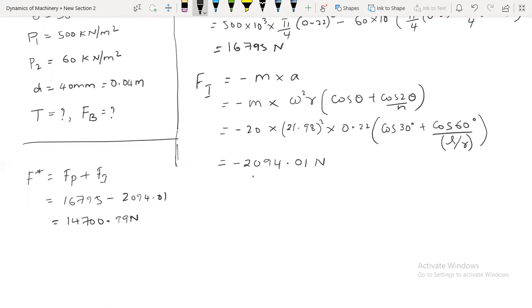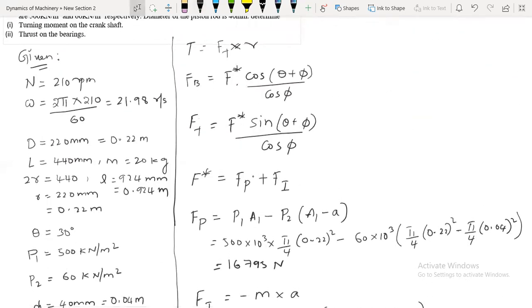Now once you have the piston effort, we have to find out Ft. For finding Ft, we also require the phi value. So let us see how we can find this phi value. I am drawing the crank of a reciprocating engine. This is the connecting rod and this is the crank. The crank has a radius of r and the connecting rod has a length of L.